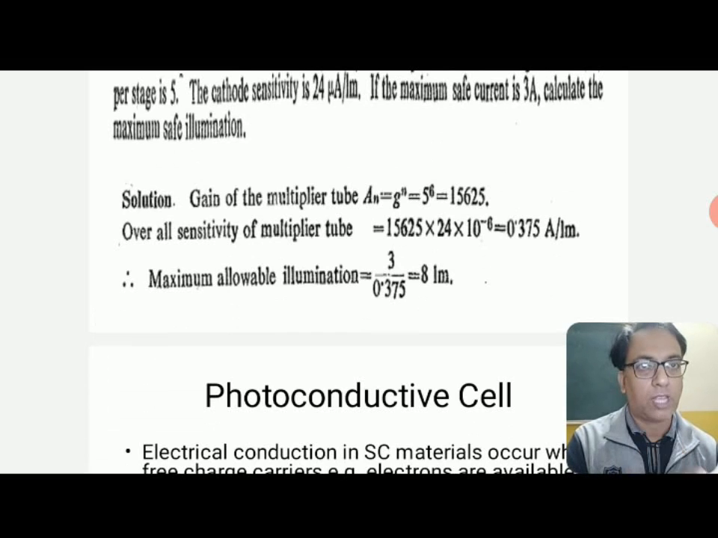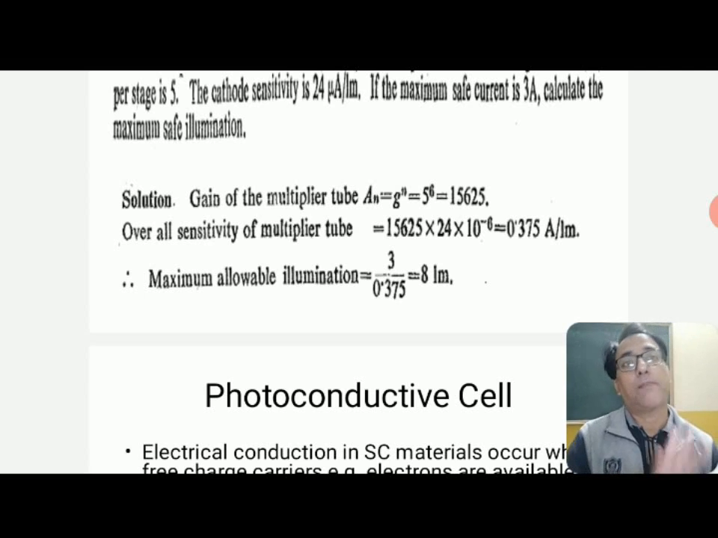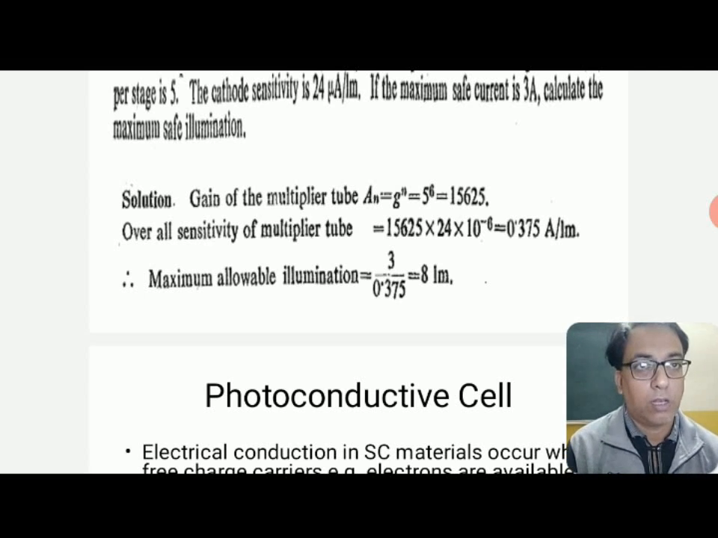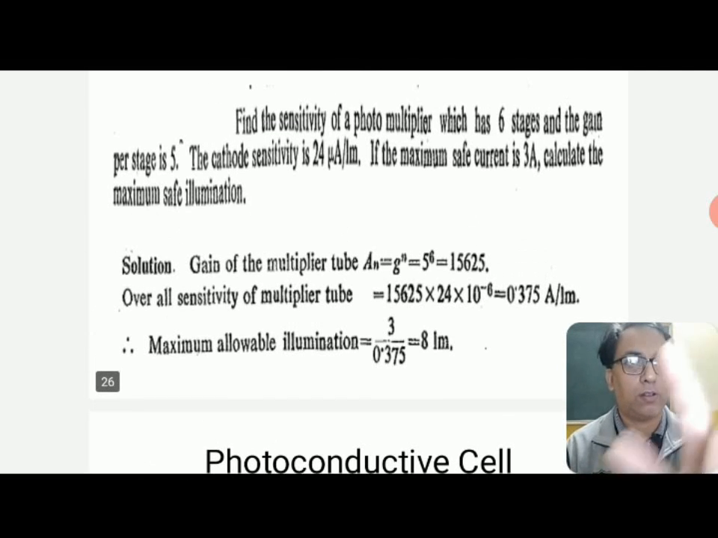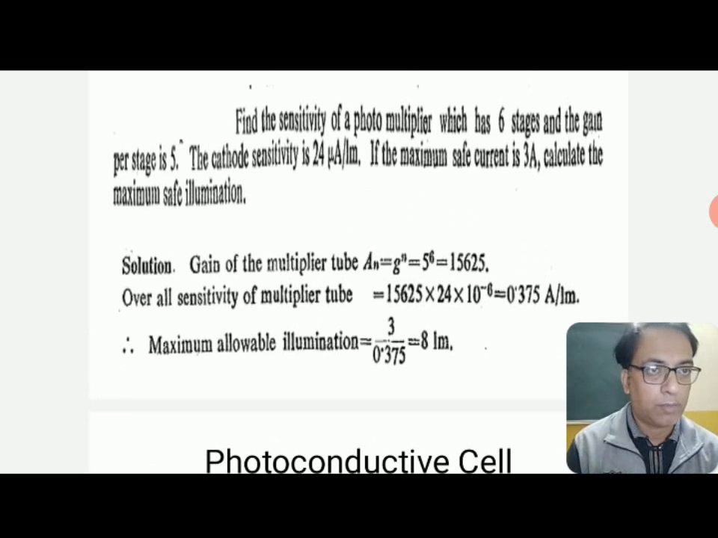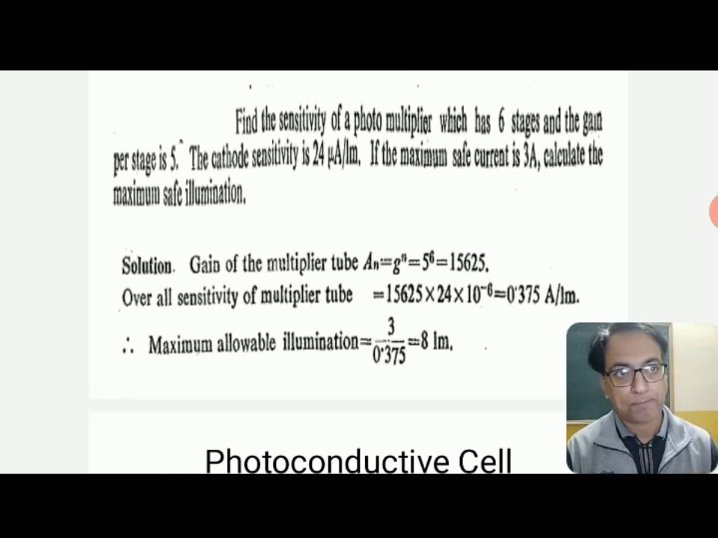Now from this we can calculate the maximum allowable illumination by dividing the safe current, that is 3, by this sensitivity. You will finally get the maximum safe illumination in lumens, that will be 8 lumen. This is the maximum value of illumination for which the safe current of 3 ampere can be implemented in this photomultiplier.